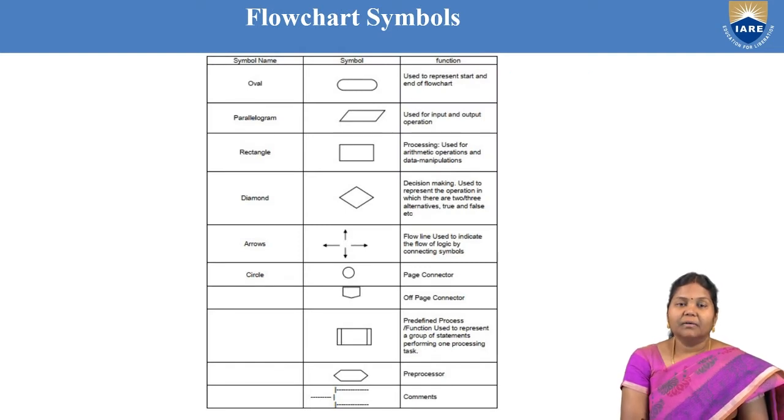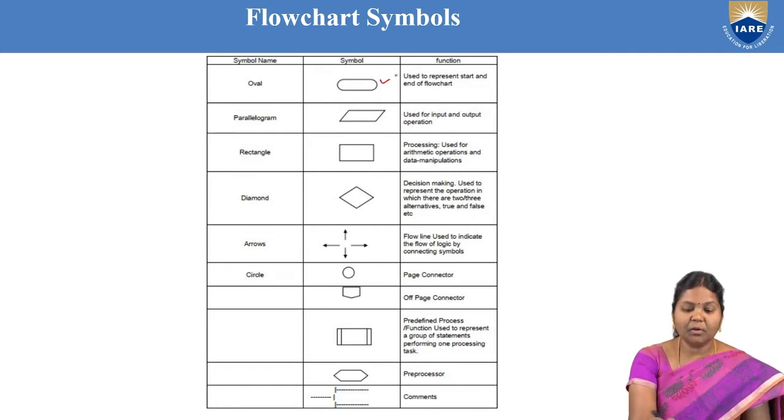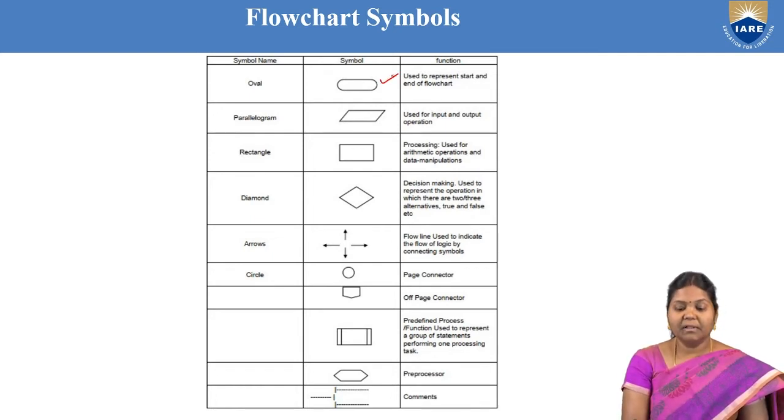Now, what are the symbols used in a flowchart, what is the name of each symbol, and what is the purpose of each symbol? Let us understand in this slide. Suppose we have a symbol called oval. This symbol is used to represent the start and stop of the flowchart. That means where you begin the flowchart and where you end. To represent the start and stop, we use the oval.